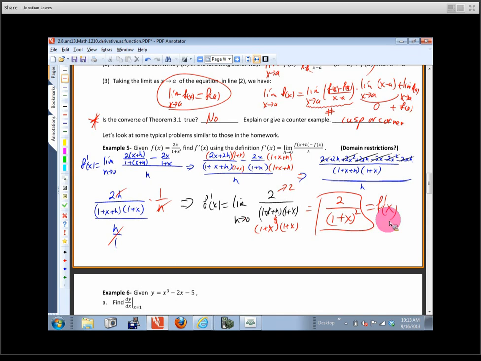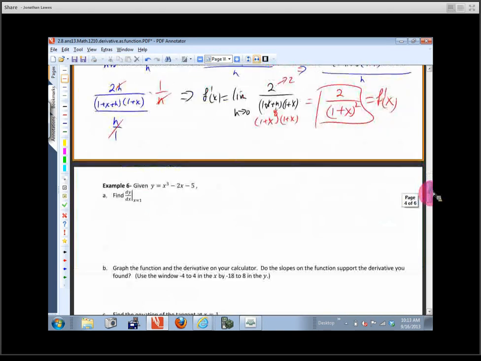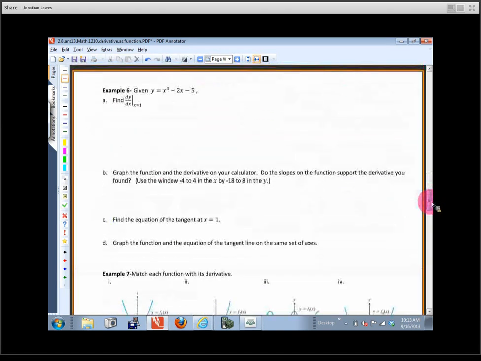All right, any questions there? Okay, so again, please make sure that you're careful when you're doing the arithmetic. That's normally what screws people up. Let's take a look at this one right here.